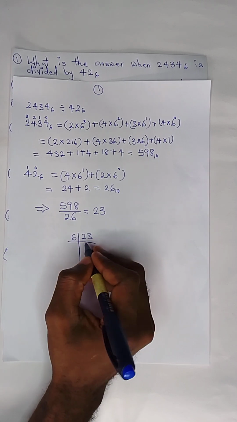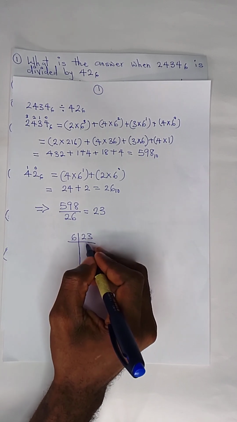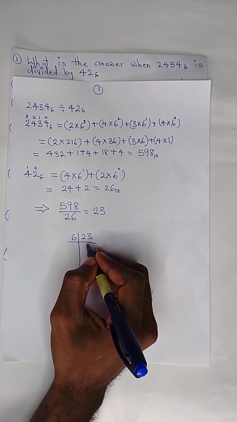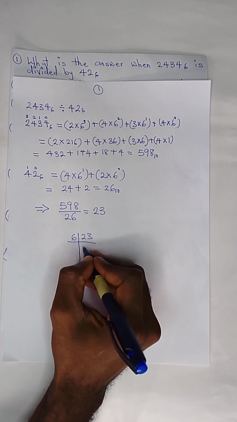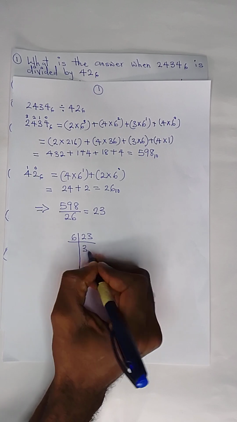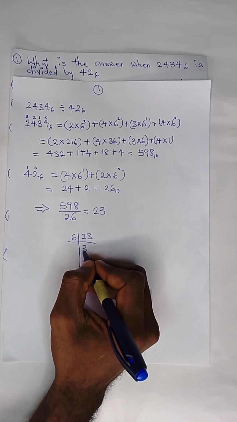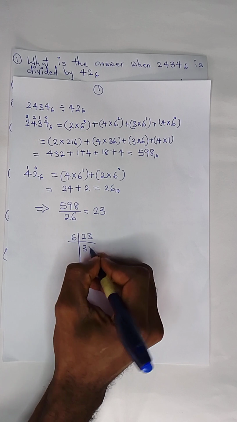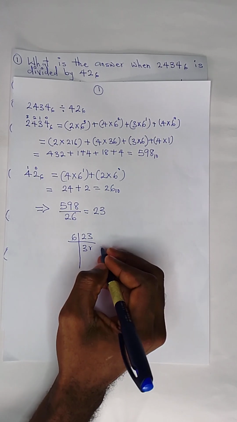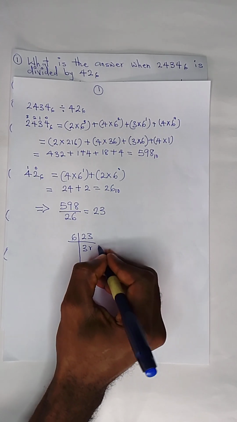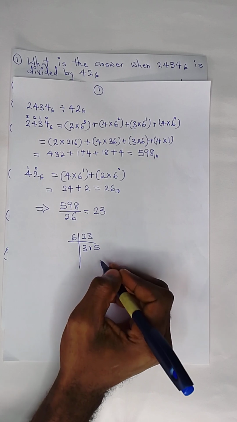So 6 goes into 23. You know 6 cannot go into 2, right? So 6 goes into 23. We are going to say 3 times. You know 3 times 6 is 18. So there will be a remainder of what? Remainder of 5. So you write that 5 as a remainder.